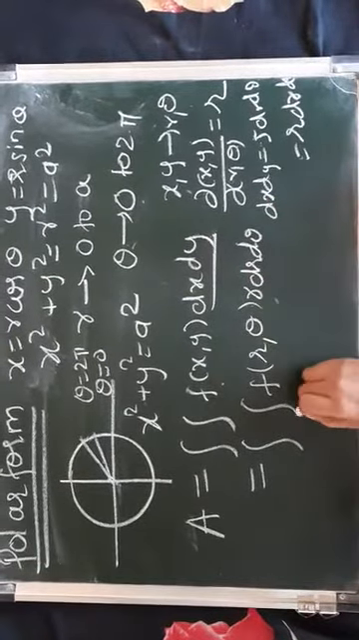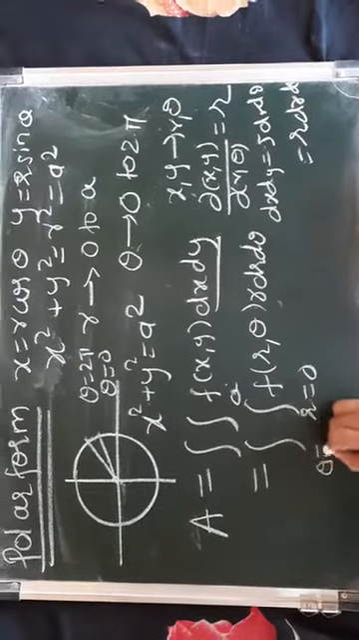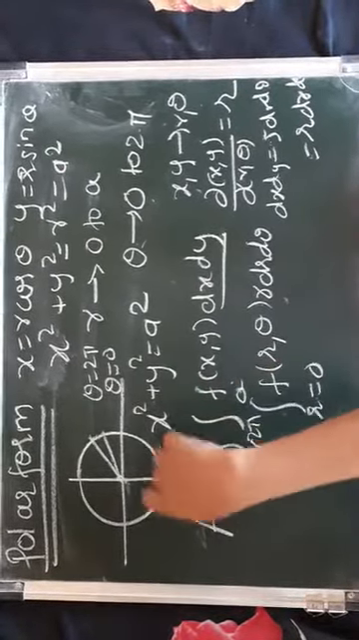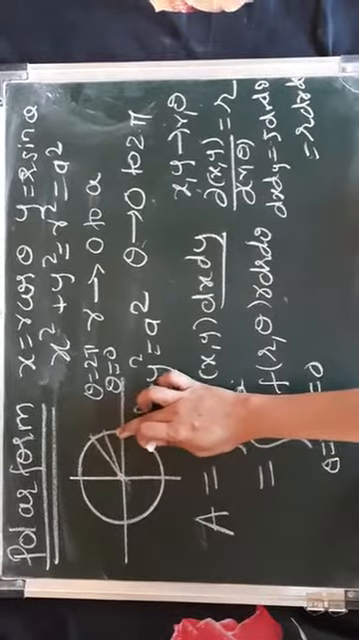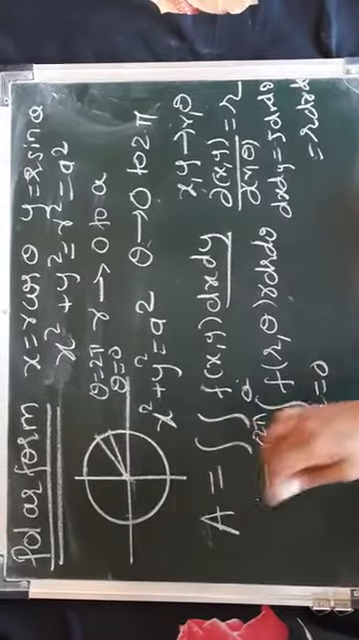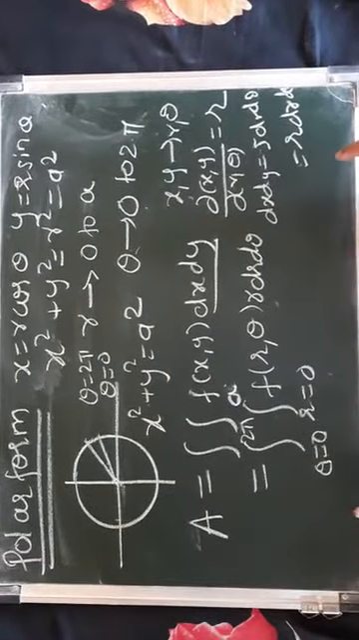What are the limits of r? r is going from 0 to the radius of the circle, and where is theta going? Theta is going from 0 to 2 pi if I want the entire circle. Similarly, if I want only the semicircle, theta will be going from 0 to pi. If I want only the positive quadrant, theta will be going from 0 to pi by 2. r will remain the same, 0 to a only. So this was for the circle.